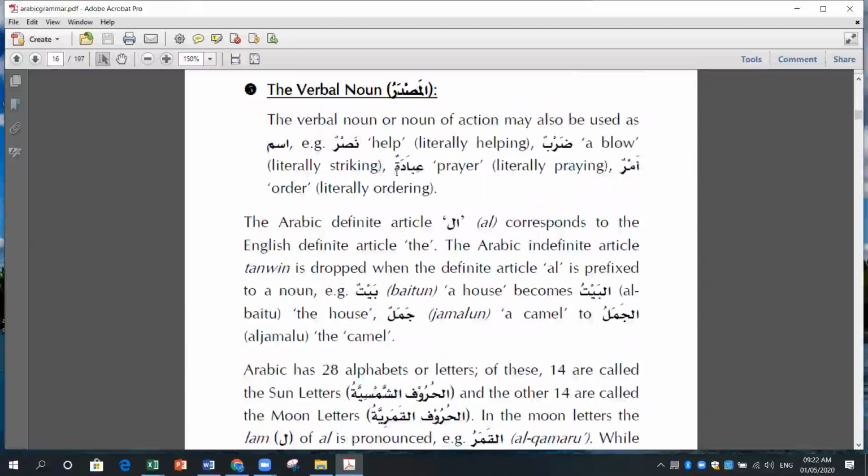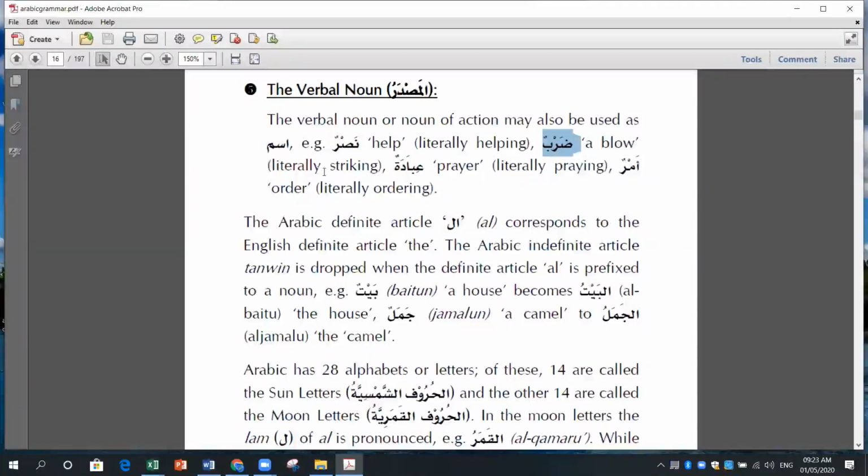Same way, I'll give you another example. Here it's ibadatun, worship, prayer. It's the name of an action. But if I say he prayed, then I will say abada. With the change of movements only, the meaning changes. This is darbun. What is this? Darbun. It means a blow, to hit somebody, striking.